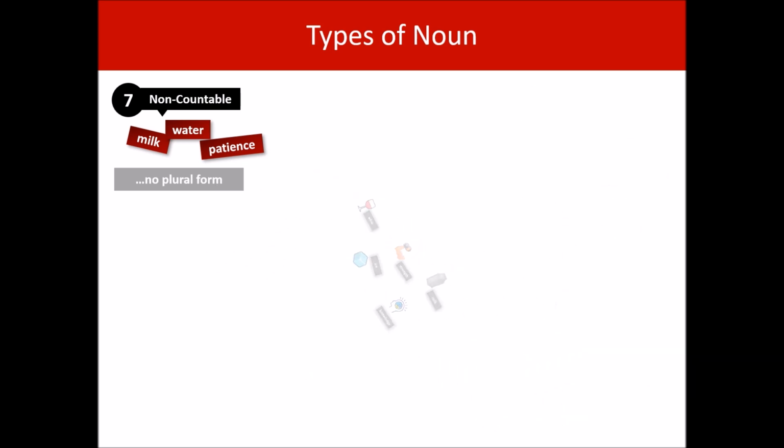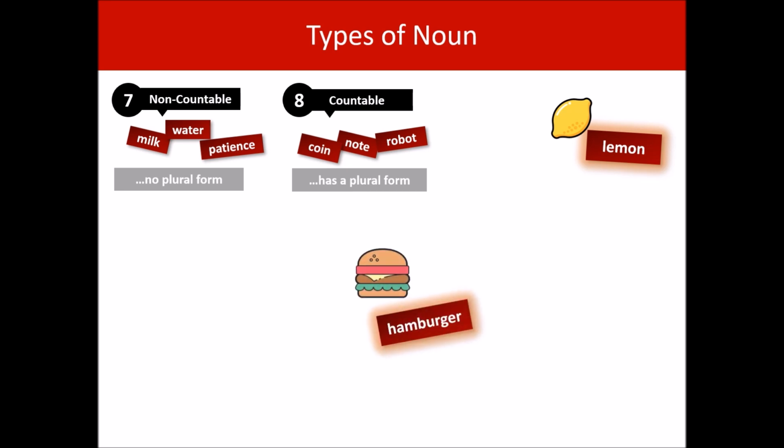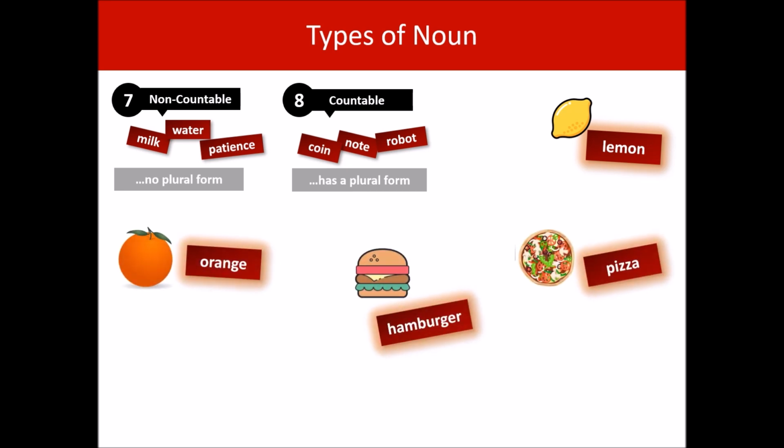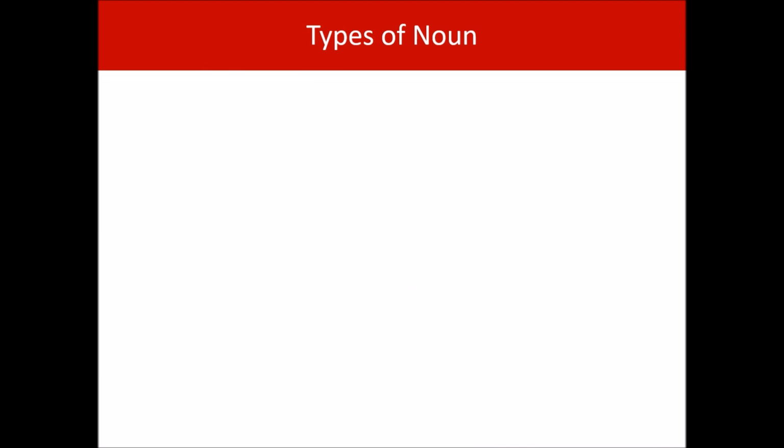It makes sense to put up number 8 alongside non-countable nouns because it's countable nouns and it's the opposite. It's nouns that do have a plural form. Lemon, well you can have lemons. Hamburger, pizza, orange, oranges, elephants, crocodile and crocodiles. These are countable nouns. Okay, those last two were easy. Let's get on to a technical one.